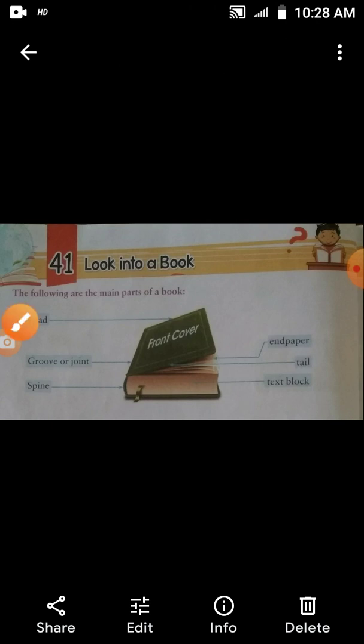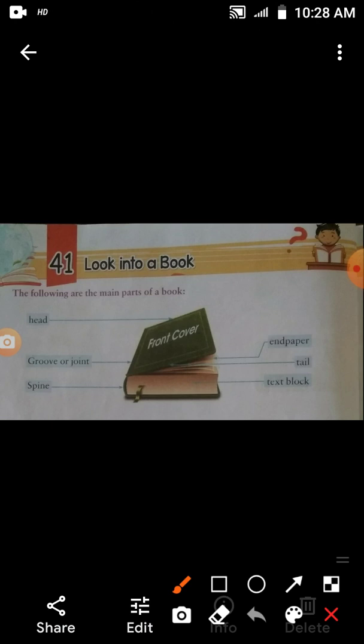Okay, so look, here one book is given and first it is written head. If you look at a book, there is a head, means the topmost part of the book is called head. And after that, down you can see groove or joint. It is a part of the book where, if we see a thick book, the outer cover is made of joint. It is made like a thick cover and it is called joint.